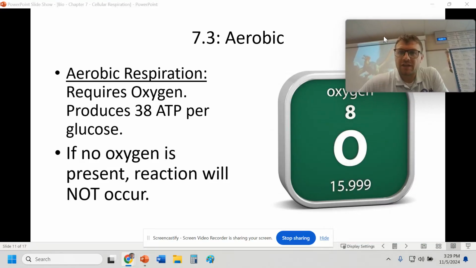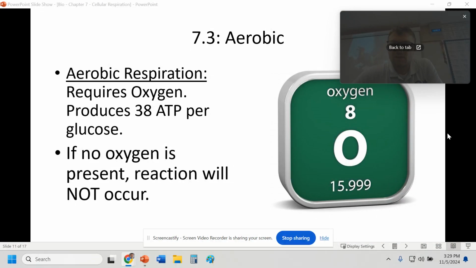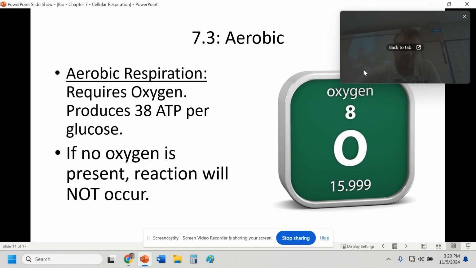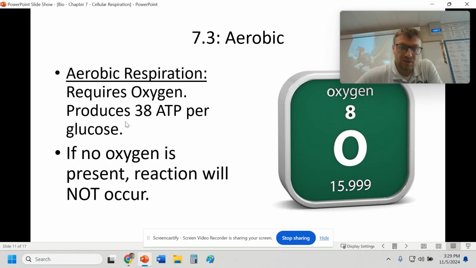Hello, everyone. We're going to go over the last two sections here in Chapter 7. This is going to be about aerobic respiration and anaerobic respiration. So in Chapter 7.3, we're going to be talking about something called aerobic respiration. This is where glucose, our main food product, is going to be broken down and used to make ATP.